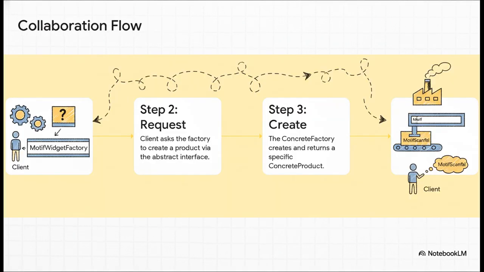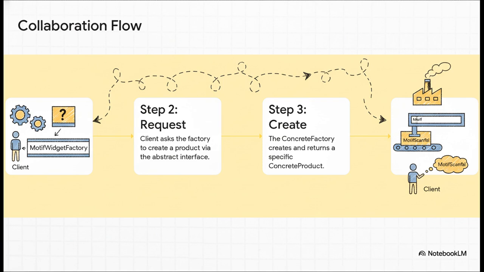So at runtime, this all plays out in a simple 4-step dance. First, the application starts up and gives a specific factory, let's say it's the motif widget factory, to the client. Second, when the client needs a scroll bar, it doesn't build one itself, it just asks the factory. Third, the motif widget factory gets to work, cranks out a brand new motif scroll bar, and hands it back. And finally, the client uses this new object, knowing it only as a generic scroll bar.